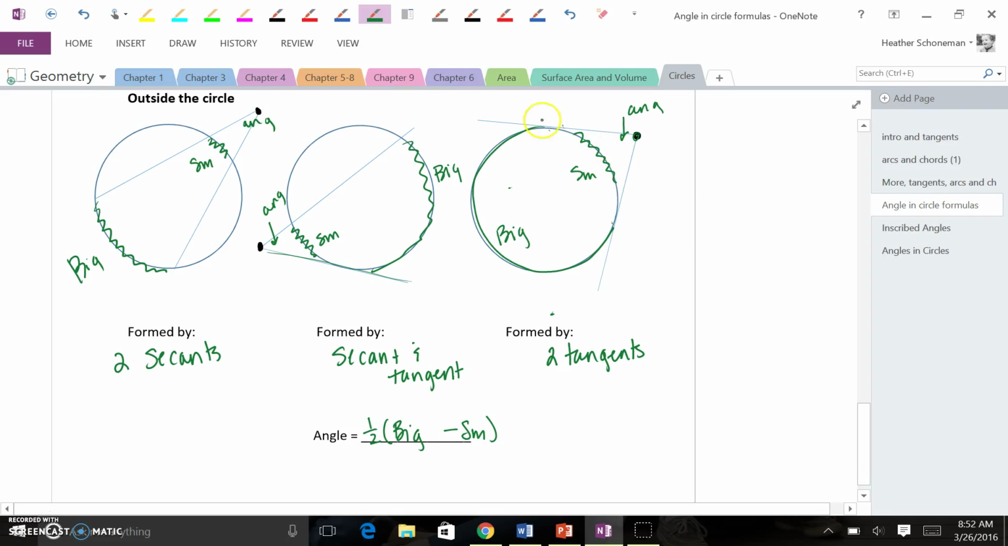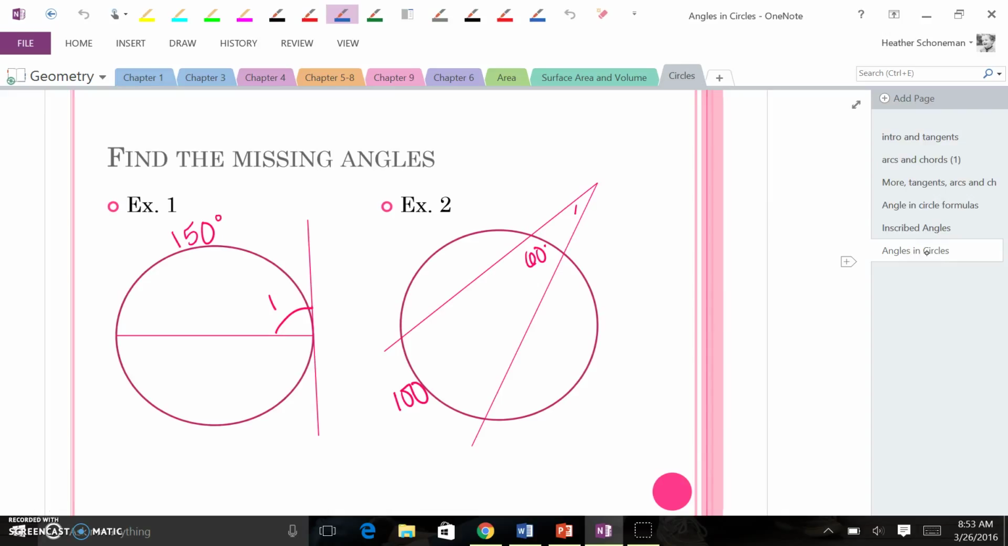Now, if you notice in this last example, the big arc and the small arc come together and form a circle, which we know adds to 360. Okay, but we'll see examples like that in a minute. All right, go back to these notes.